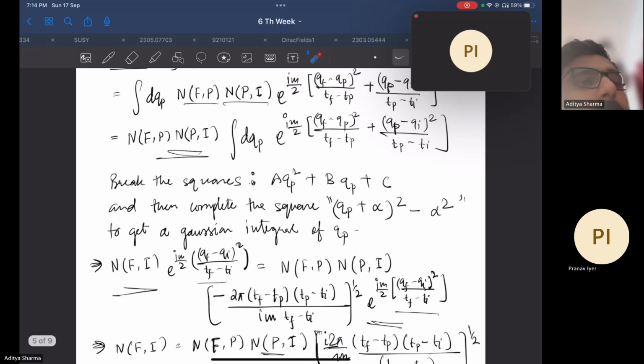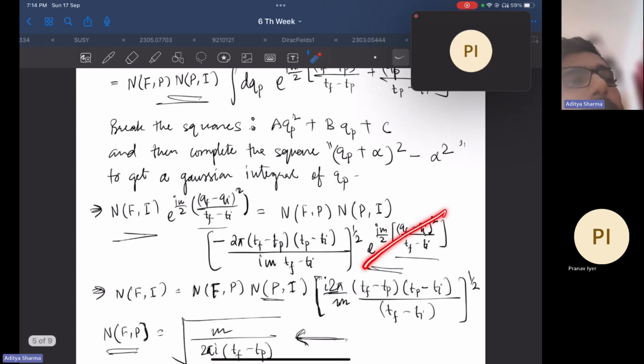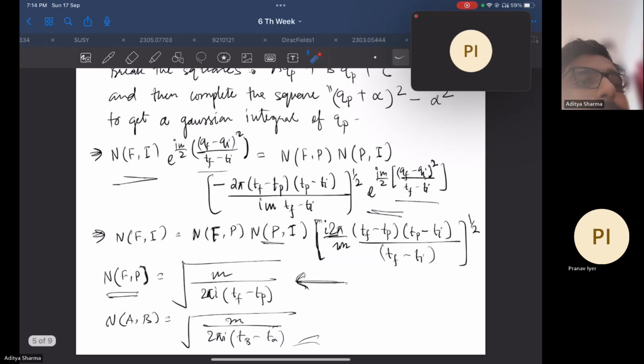When I do this integral, I'll evaluate the integral to this. Now you can observe from here, this cancels with this term. And so I'm going to get NFI, NFP. The NFI is equal to NFP times NPI to this term. Now from here, you have to conclude what is the form for NFP or NPI. What do I choose for this so that this equation is satisfied?